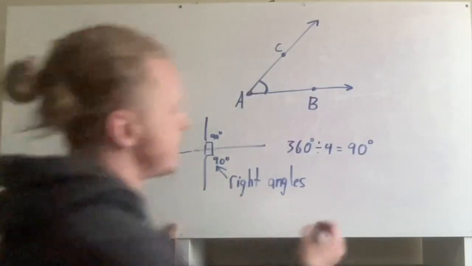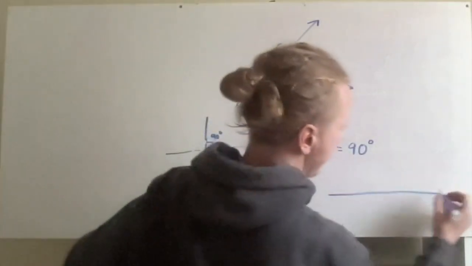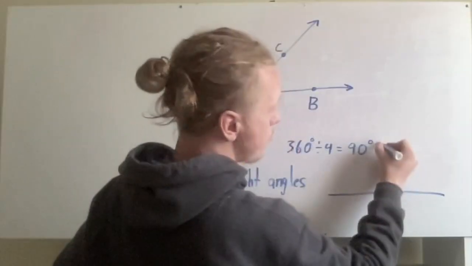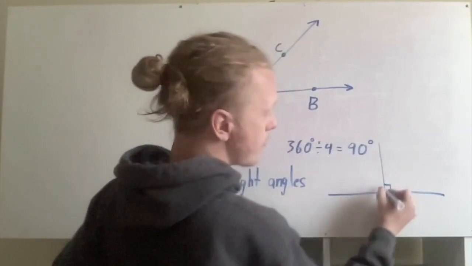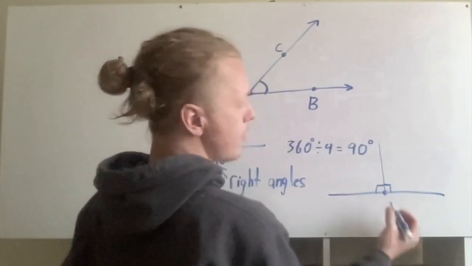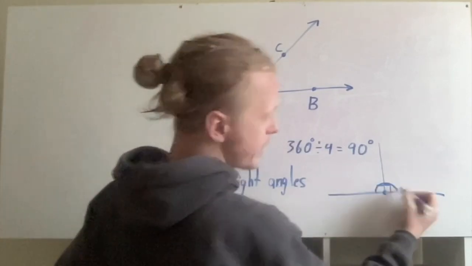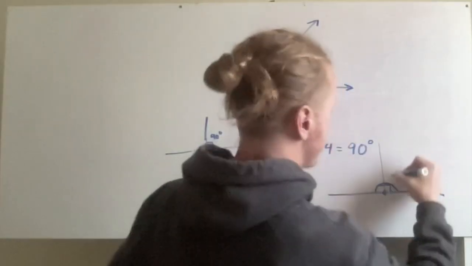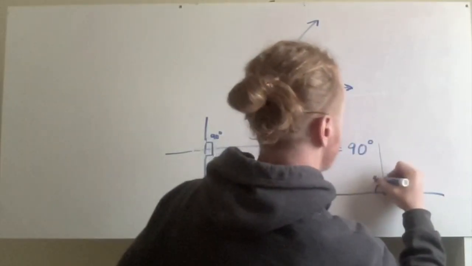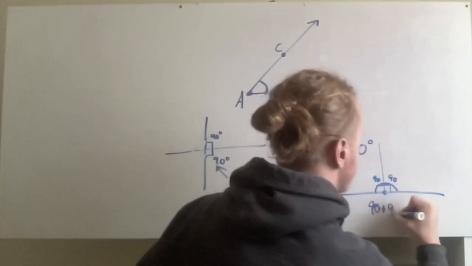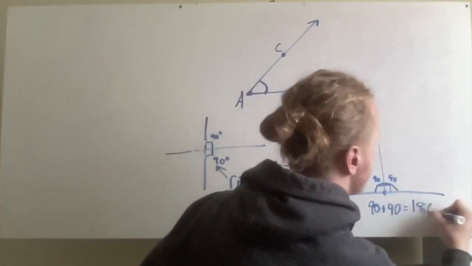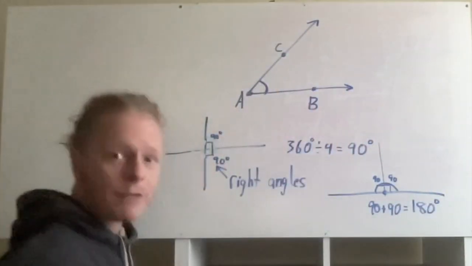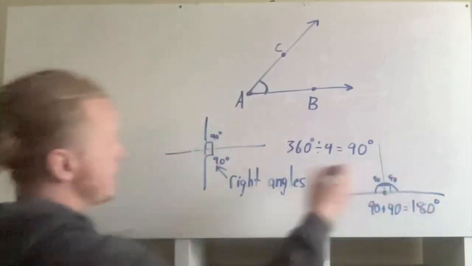So what that also tells me is that if I have 2 right angles put together, here's a right angle and here's a right angle, well, then the measurement of this whole angle, a straight line, that's 180 degrees because 90 plus 90. So a straight line is equal to 180 degrees.